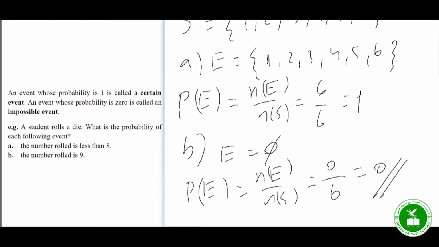So what's the probability for the second case, when the dice is rolled, we will get 9? It's 0. It's impossible. But for the first case, as you see, all of the outcomes are less than 8. So the probability is 1. It means it's a certain event, but the second case is an impossible event.